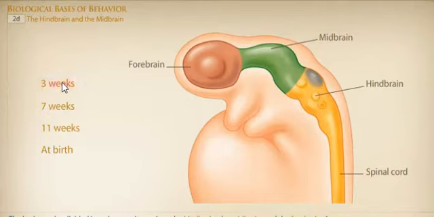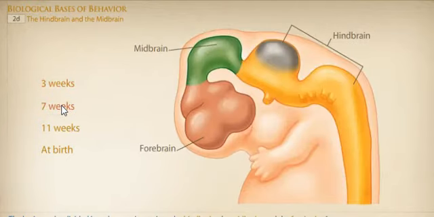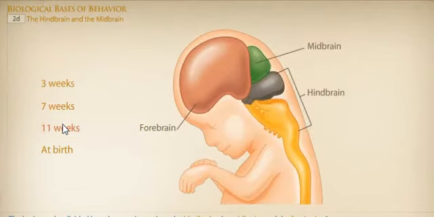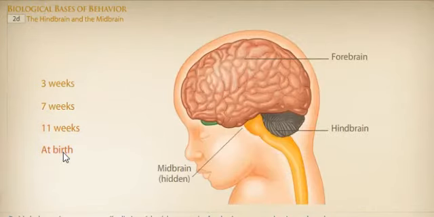At 3 weeks, 7 weeks, 11 weeks, and birth. By birth, the regions are not easily distinguished because the forebrain comes to dominate the other two regions in size. Nonetheless, all three regions contain important structures that regulate essential functions.